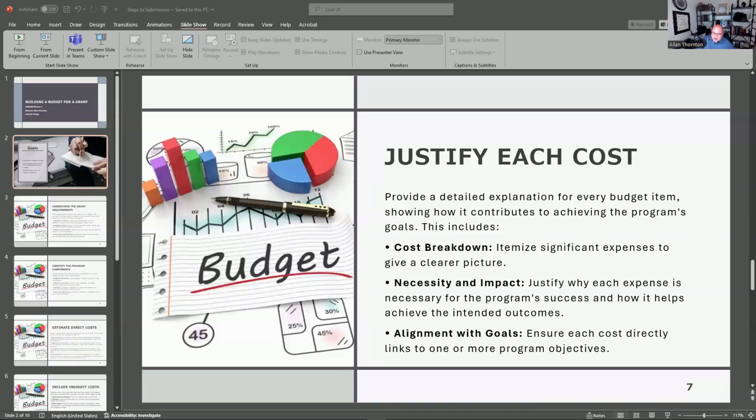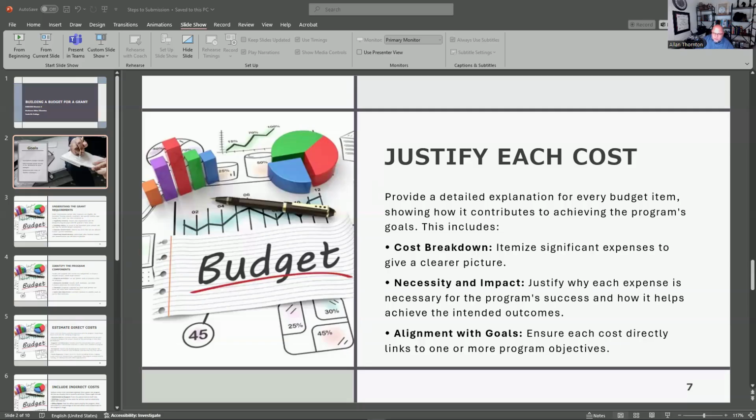Where are they necessary? If you can get these funds, how will they impact the program? If you cannot get these funds, how will that negatively impact the program? Show why you need those funds for those specific items. Then once again, turn all this around and align it to the goals of your program and make sure they align to the grant you're applying for.